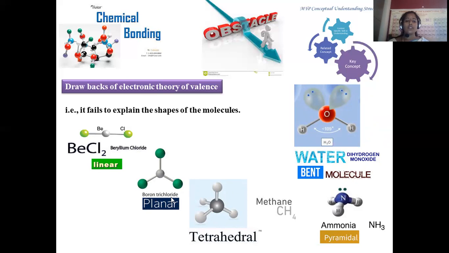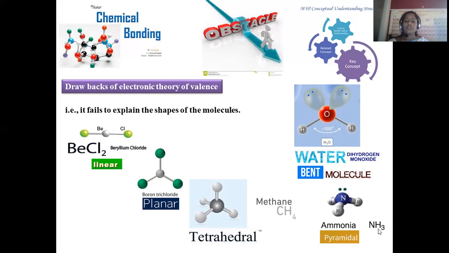When you go with boron trichloride, the central boron is surrounded by three chlorine atoms in its vicinity, and why it is triangular planar was not explained by this theory. When you move on to the methane molecule, methane has sp3 hybridized carbon surrounded by four bonds in a regular tetrahedral geometry, and why methane exists in tetrahedral geometry is also not clearly explained.